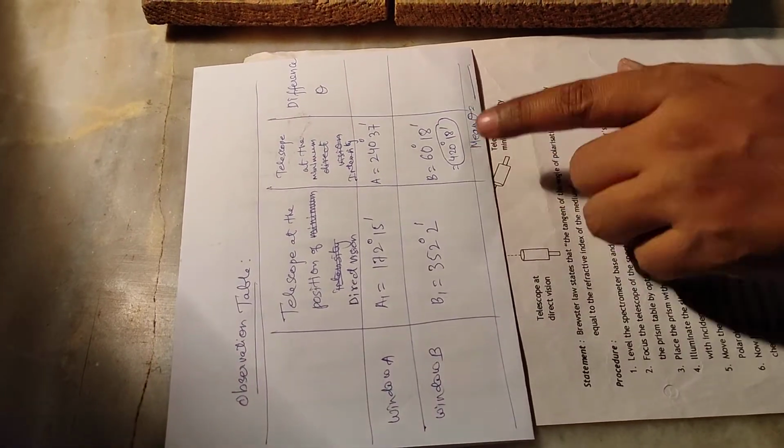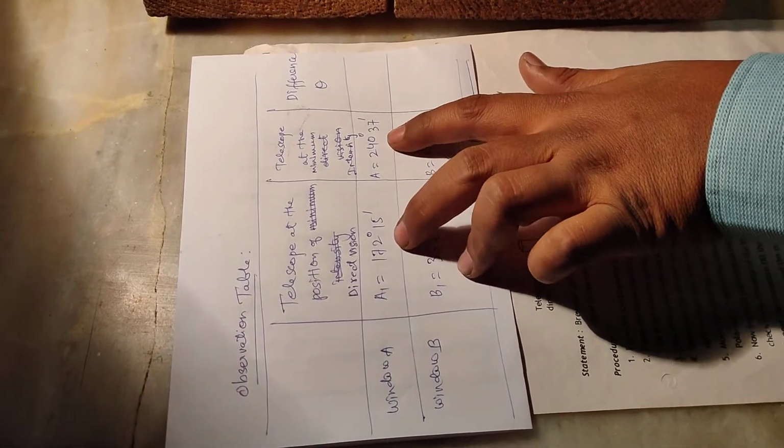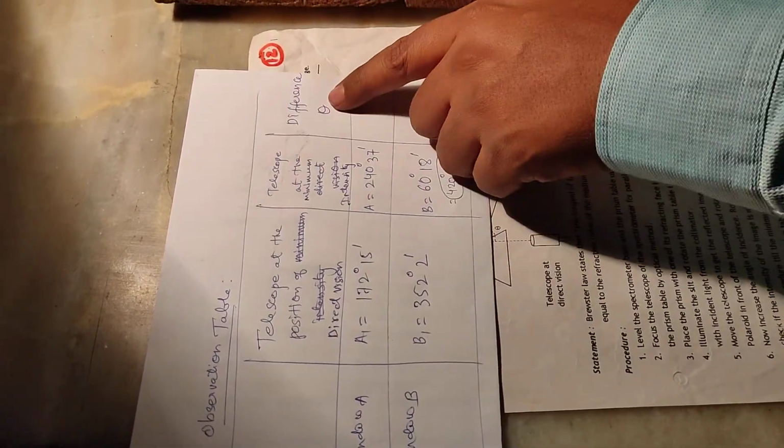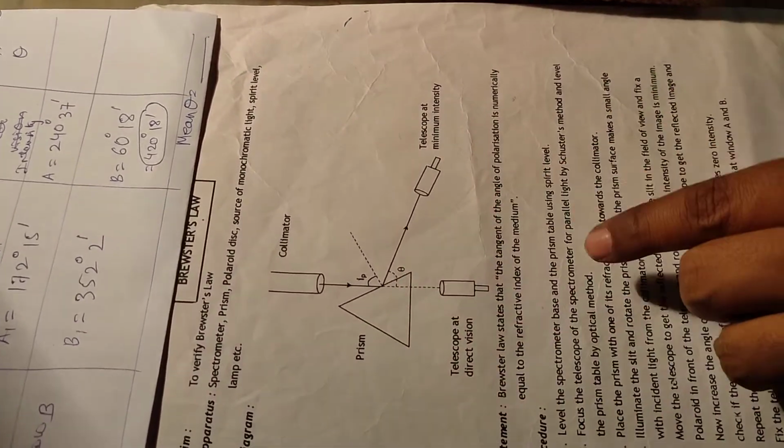Now what you have to do is subtract these two readings. So this minus this and this minus this, I will get two angles, which is theta. Okay, so this angle we are getting, this is your angle theta, and then using the formula we will get the IP value, and from the IP value we can get the value of mu.